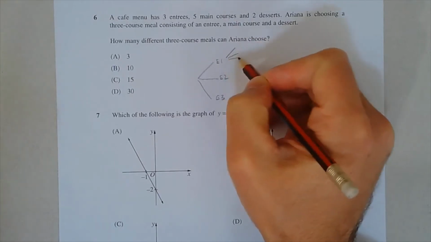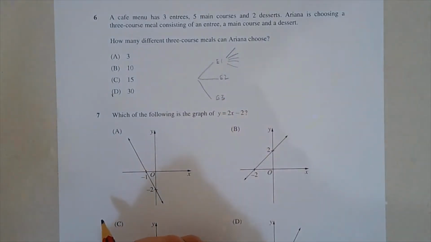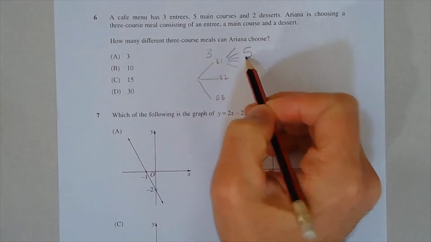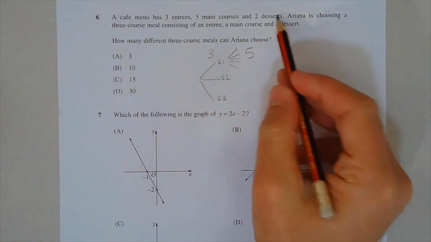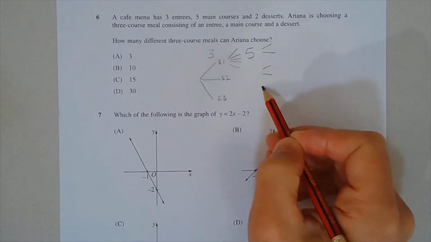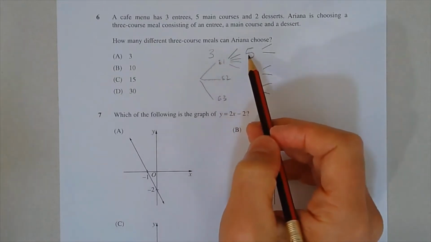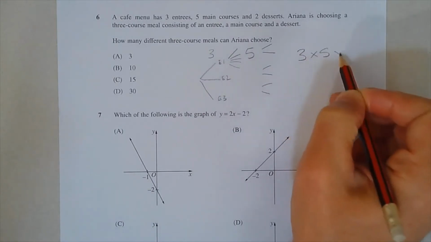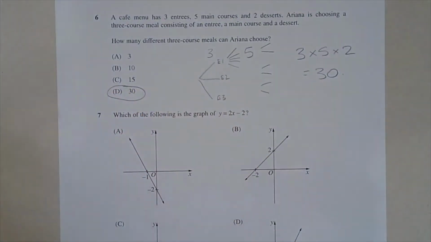So 1, 2, 3, 4, 5. And likewise for E2 and also for E3. So we have a choice of 3 there. For each of the entrees, there's a choice of 5 main courses. And for each of the main courses, there are 2 desserts. And so on. So it's important to see the pattern here. So for every entree, there are 5 main courses, and for every main course, there are 2 desserts. So 3 times 5 times 2 equals 30, and the answer is 30 different meals that Ariana can choose.